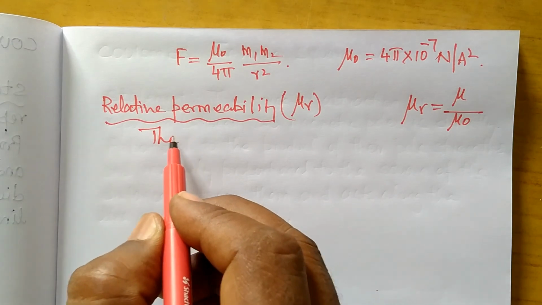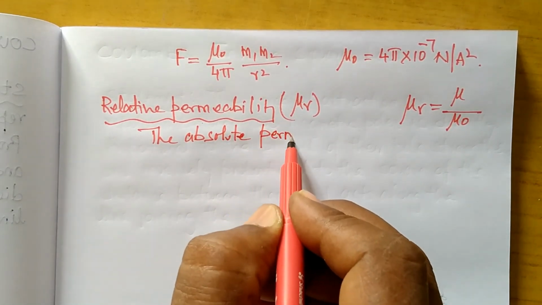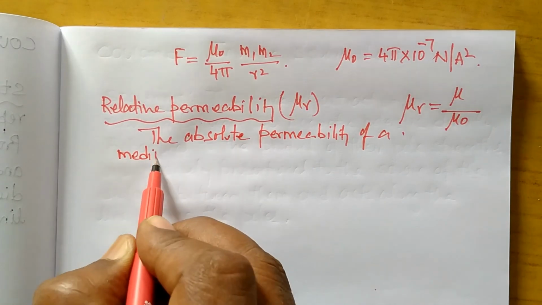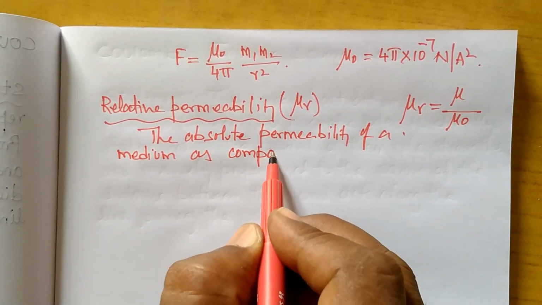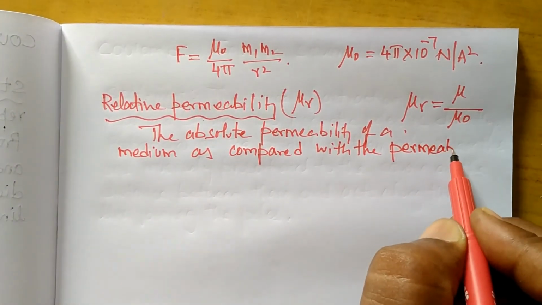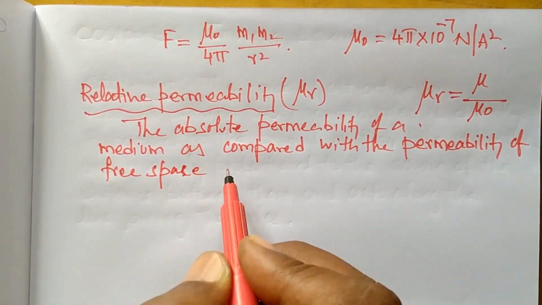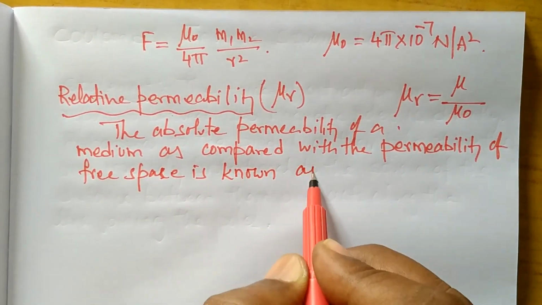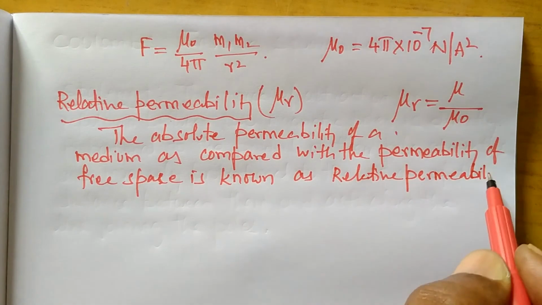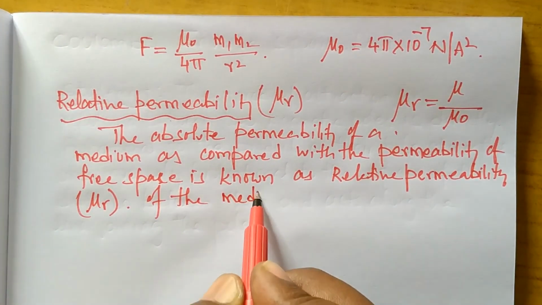Relative permeability is defined as the absolute permeability of a medium as compared with the permeability of free space, and is known as relative permeability, denoted by the letter mu r, of the medium.